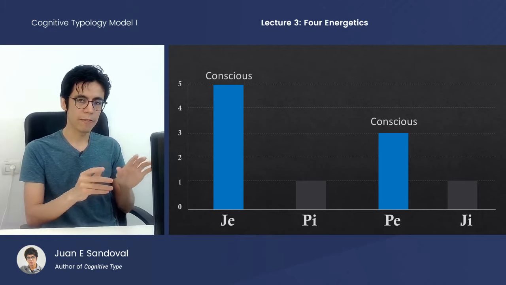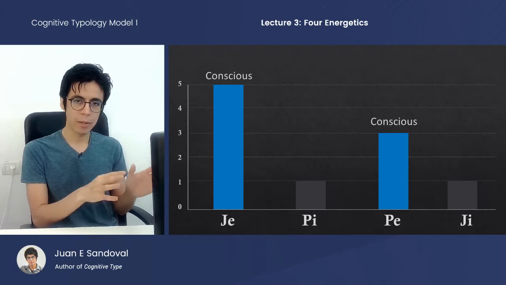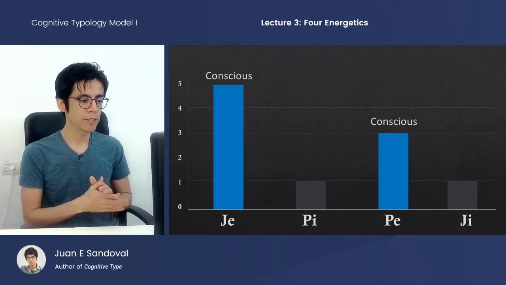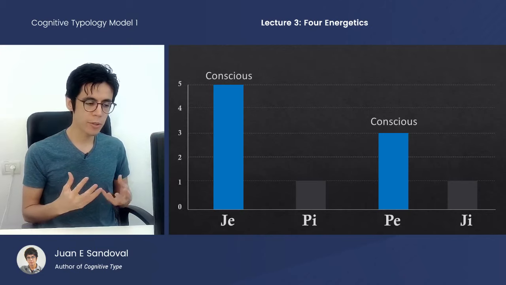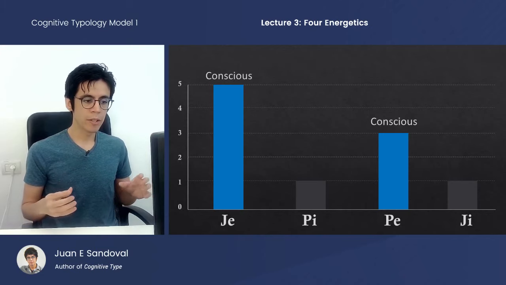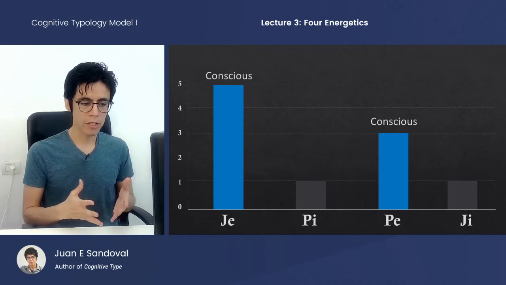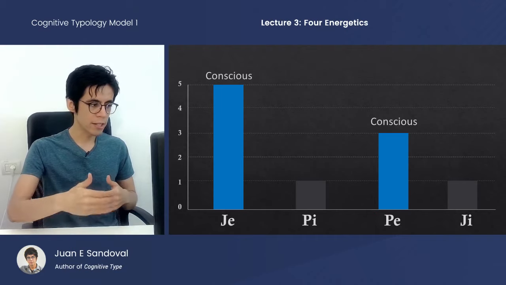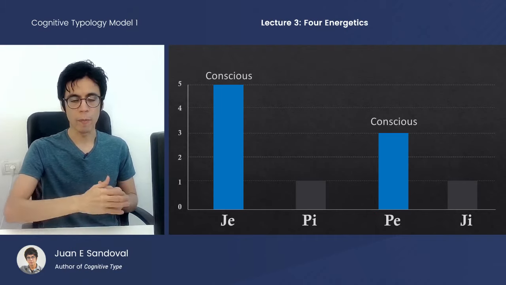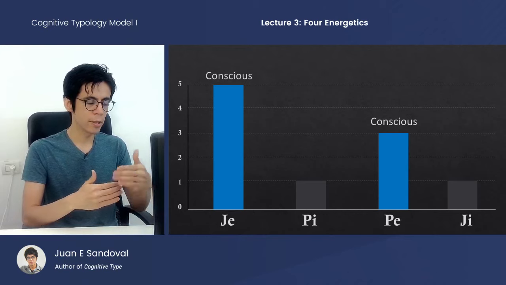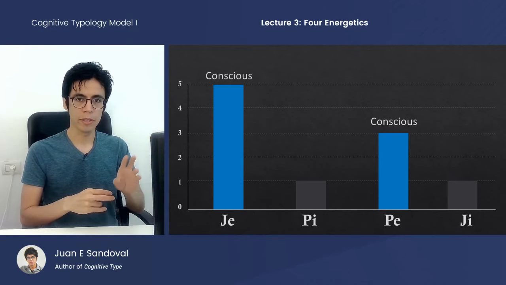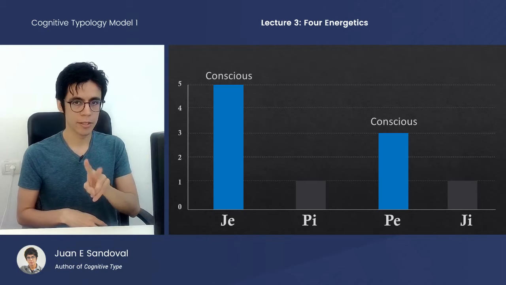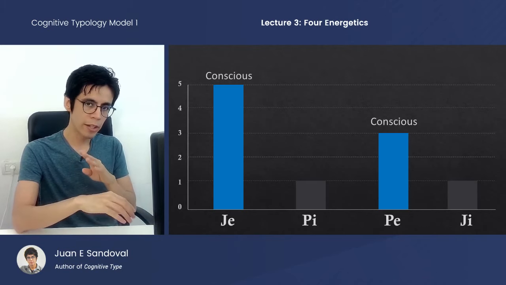So in this example, we have a JE lead type with a developed or conscious PE process. And this would translate into their psychology too. So we would expect them to be strongest in JE psychology, and then their second strongest psychological set would be PE. Another word we use for this is double extroverted, because both of the extroverted processes are developed and both of the introverted processes are not developed. But we'll get into that more later.